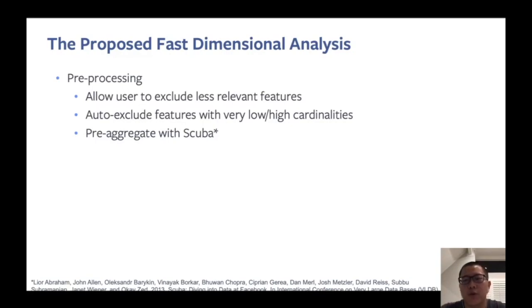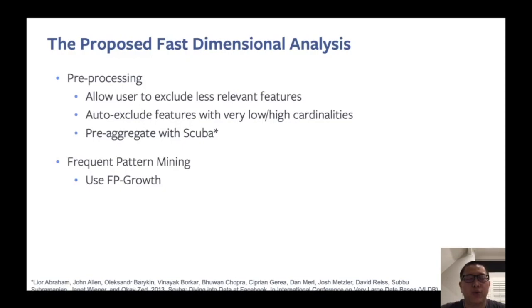In production, the pre-aggregation step could reduce the data size by 200 to 500 times, which would significantly improve the scalability of our fast dimension analysis framework. Runtime-wise, including the pre-aggregation operation time, this could reduce the runtime by 10 to 20 times.